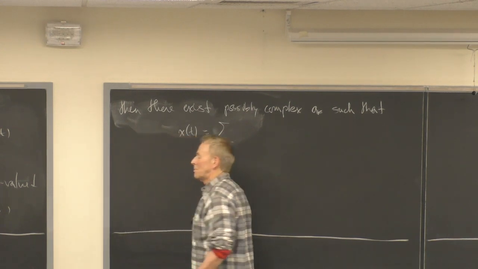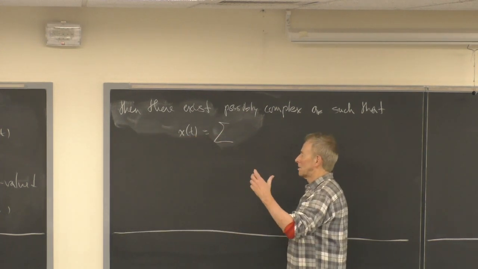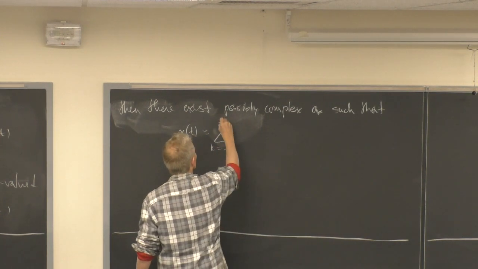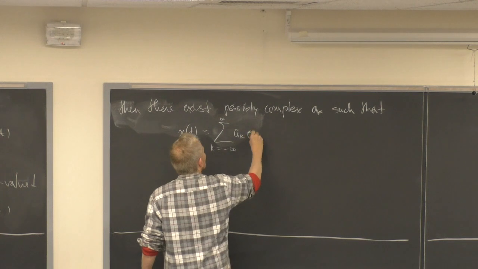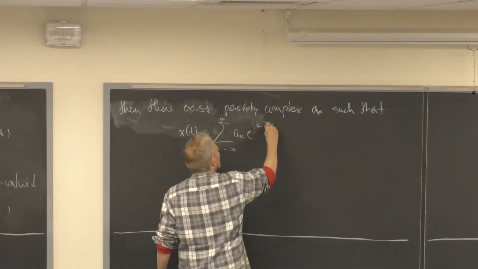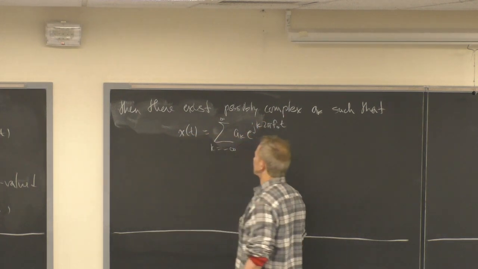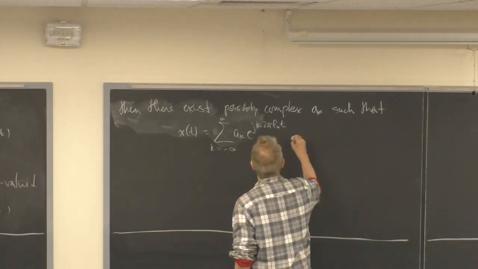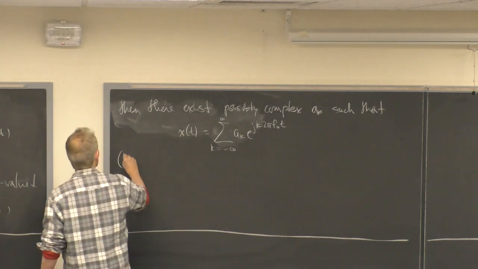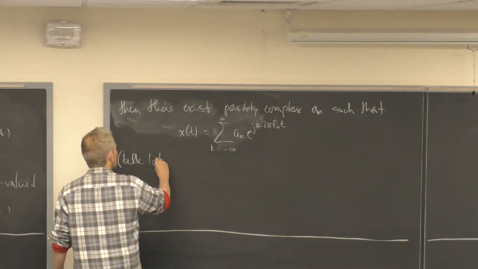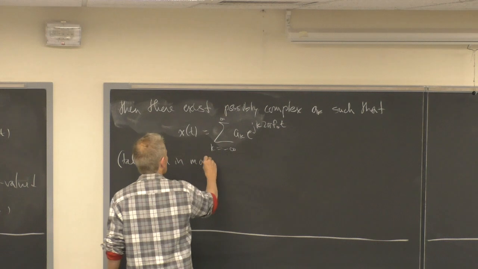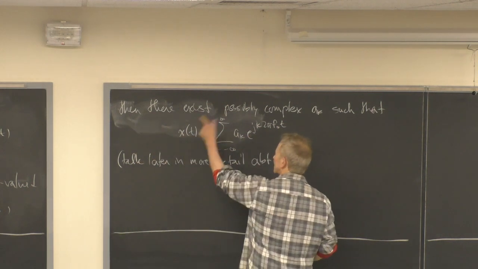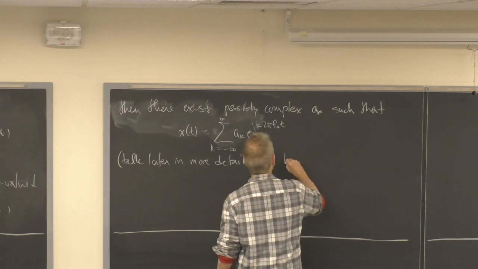And what I mean by can be expanded in the following fashion, we are going to have to get very specific about that later on. x of t equals the sum from k equals minus infinity to infinity of ak e to the j k 2 pi f0 t. Now, we will talk later in more detail about what this equality means, namely how this series converges.